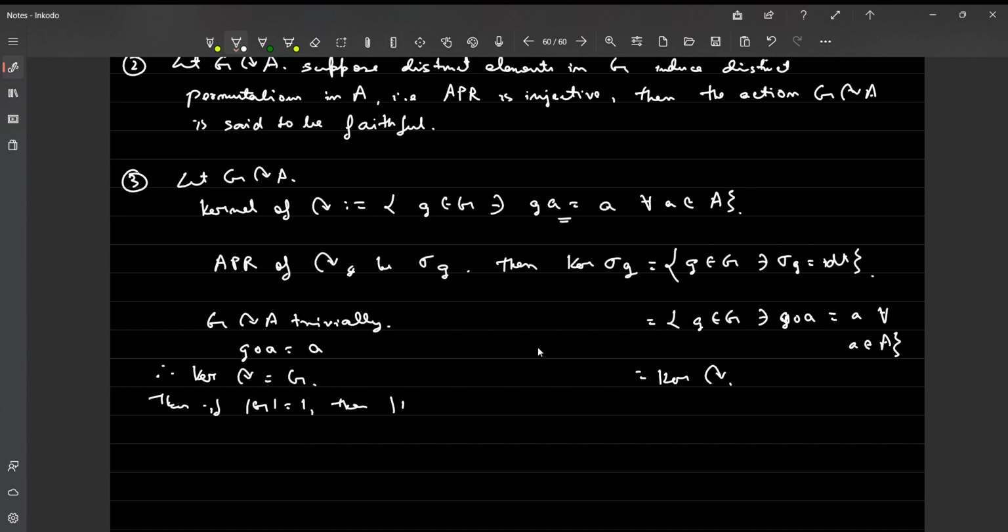Thus, if the cardinality of G is 1, then the cardinality of the kernel of the action is also 1. But that means the kernel of the action contains only the identity. Right? That means the action is faithful. So if we have a trivial action by a group of cardinality 1, then the action is faithful. Clear?